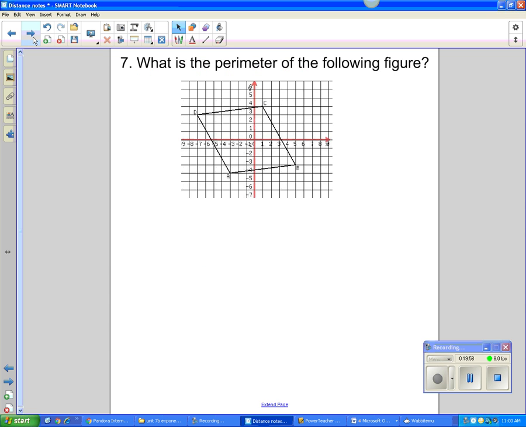All right. Number 7, what is the perimeter of the following figure? Louis, what should I circle? Stephanie, what does perimeter mean? Good. Add all the sides. Let's see. Neve, how many sides are there to this one? 4. All right. Before I can type anything in my calculator, what do you have to get from the picture? Anybody?